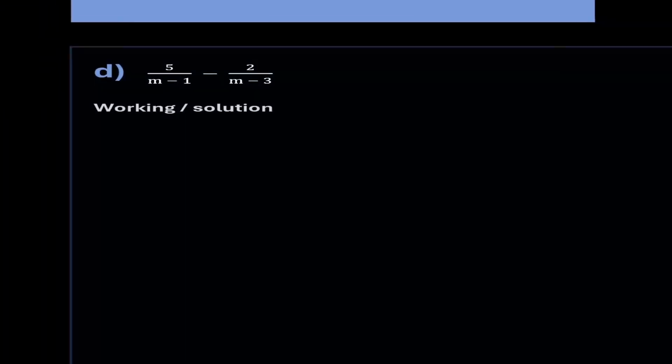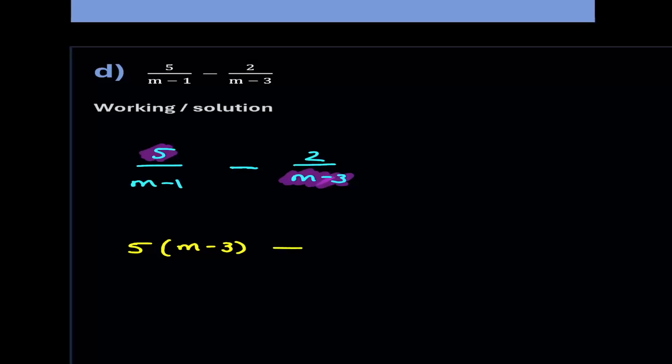5 on m take 1, take 2 on m take 3. So this one, the cross multiplication is best. So let's write this out and then we will tackle this together. So remember the steps. You're going to do that multiplied by that first, and we're going to write everything in brackets. So 5 outside brackets, m take 3, subtract, and then it's the other two sides.